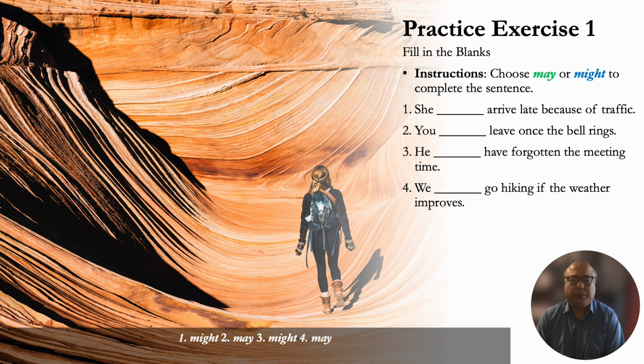Okay, here are the answers. Number 1 is might. Number 2 is may. Number 3 is might. And number 4 is again may. How did you do? Did you do well? Did you get all 4 questions correct?